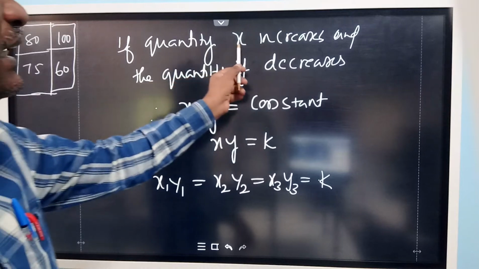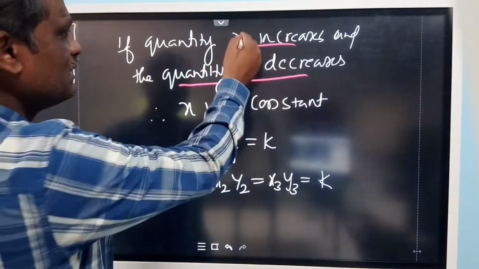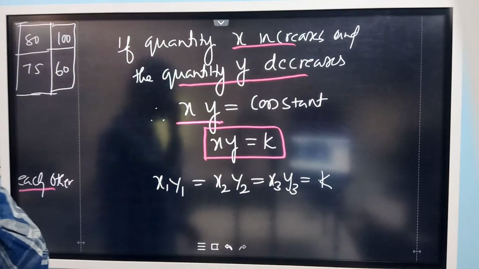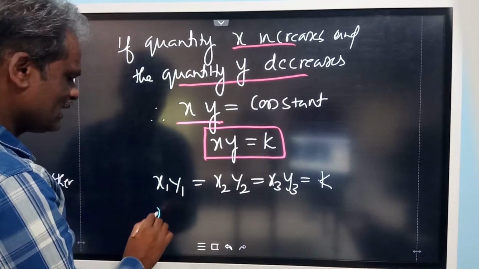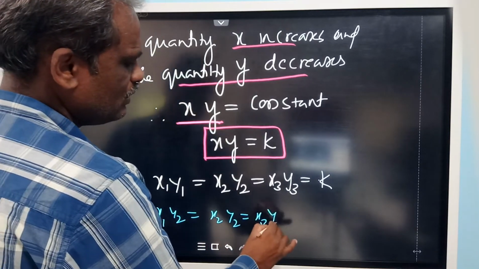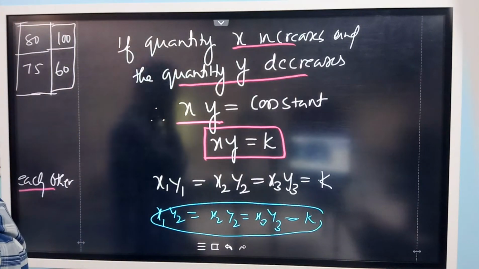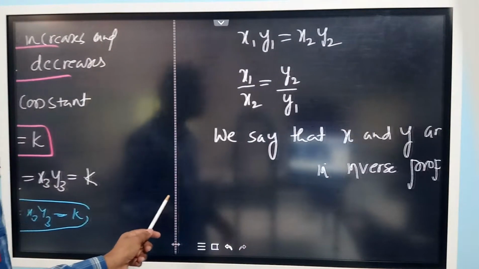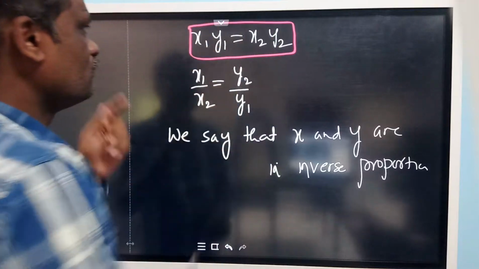So if one quantity X is increasing, the other quantity Y will be decreasing. In such a case, X times Y is equal to a constant value. Always if you multiply one quantity and the other quantity, it is the same everywhere: X1 Y1 is equal to X2 Y2 is equal to X3 Y3. So you always get a constant value. If both quantities are multiplied, the product will always be the same. That is the property of inverse proportion.